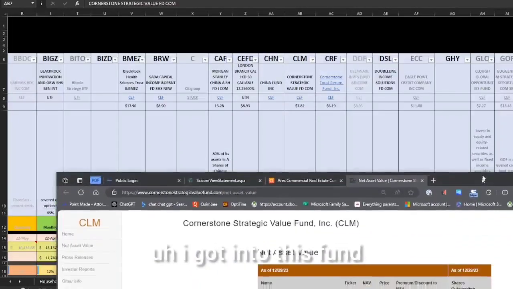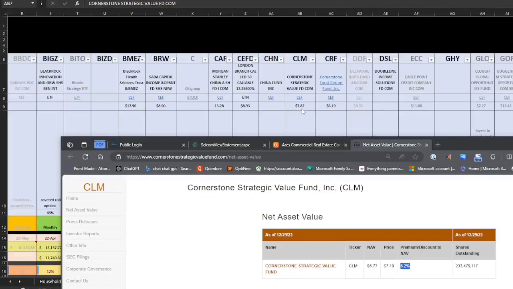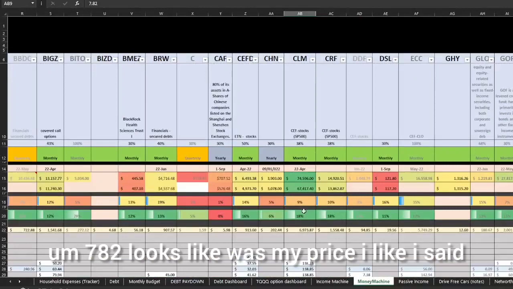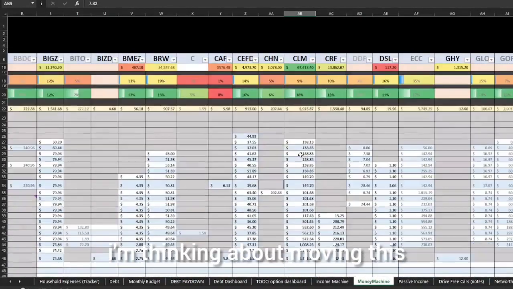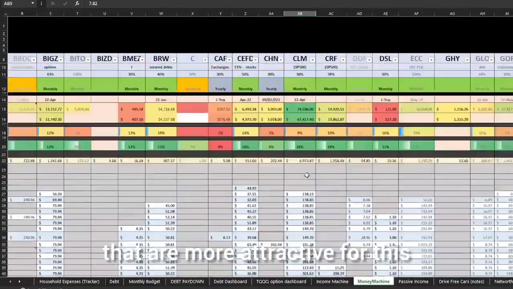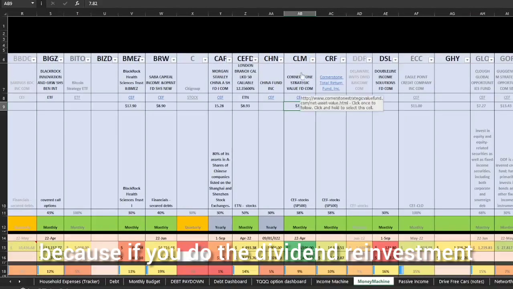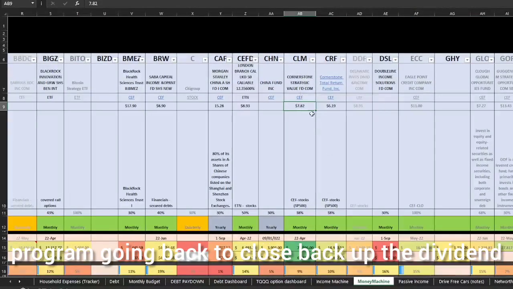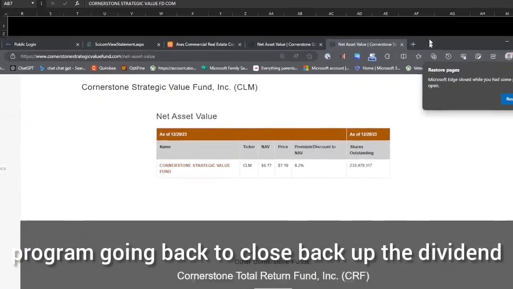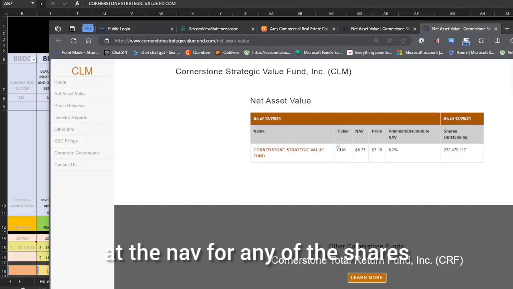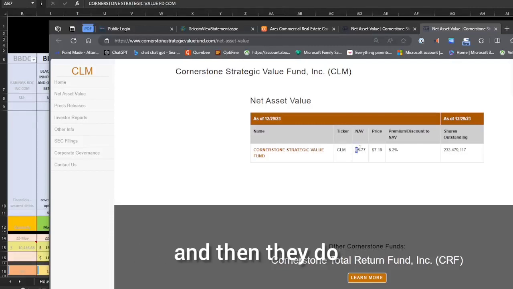I got into this fund. 782 looks like was my price. Like I said, I'm thinking about moving this because I think there are other funds that are more attractive, but this one does have some interesting properties. If you do the dividend reinvestment program, it lets you purchase at the NAV for any of the shares that this company owns. And then every now and then they do what's called a rights offering.